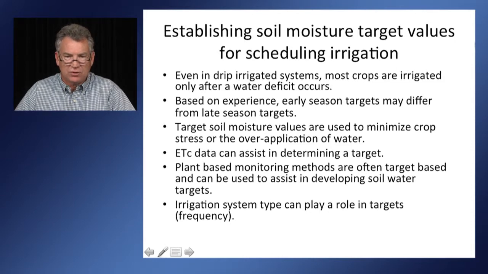Plant-based monitoring methods that are used in concert with ET and soil moisture devices are often target-based and can be used to assist in developing soil water targets. Having that experience or that additional information can increase the confidence at which soil water targets or triggers are initiated for irrigation scheduling. And finally, irrigation system type can play a role in those targets. If we have very frequent irrigation, certainly we're going to be scheduling irrigations more frequently, and we're going to have lower deficits.